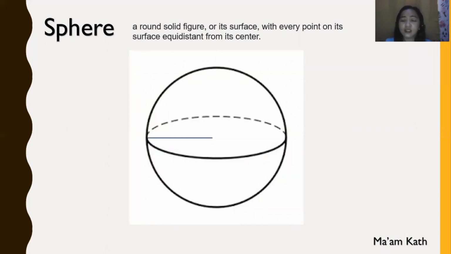All right, this is an example of a sphere figure. This is what we call the center of the sphere. So again, a sphere is a solid figure where the points on its surface are equidistant to its center. Examples of a sphere are a globe or a model of a globe or a basketball. That is the last solid figure.